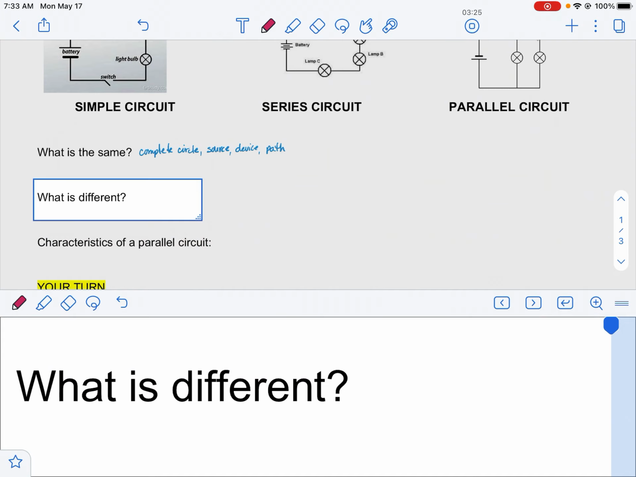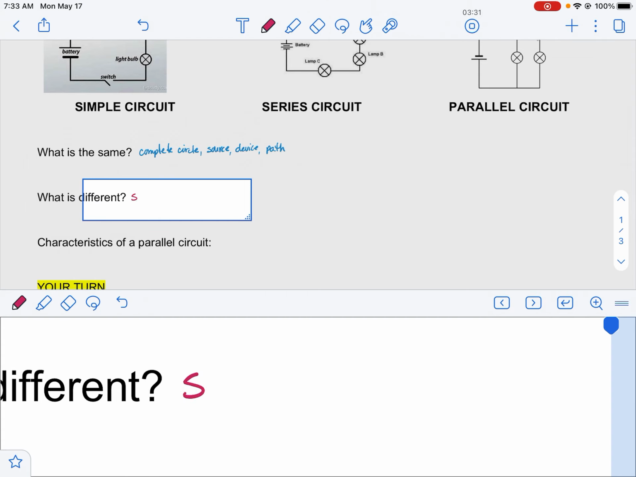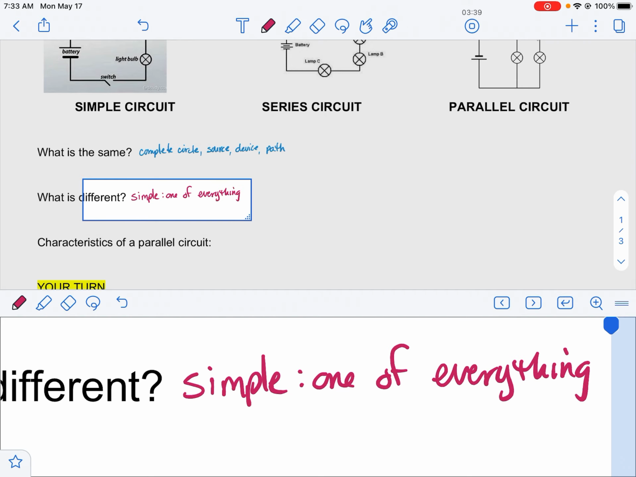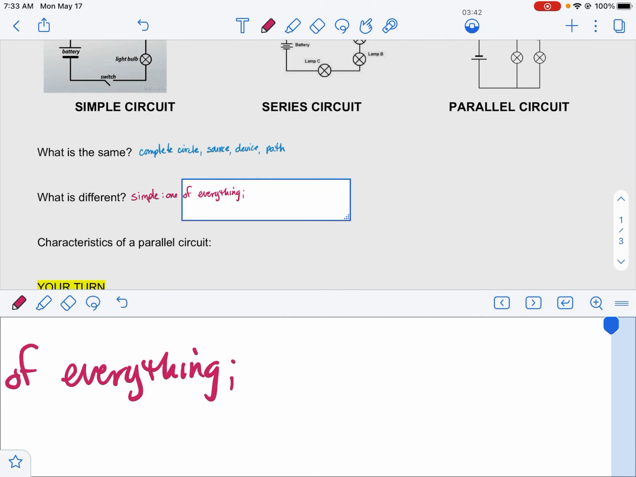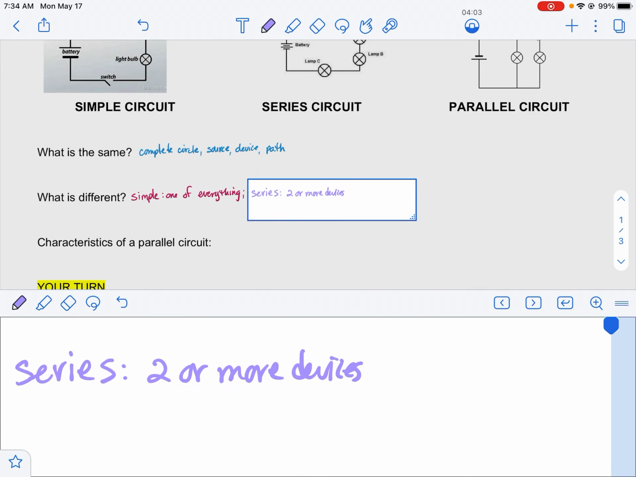Okay, so what's different between these circuits? Well, what do we know? We know that the simple circuit has one of everything. All right. What do we know about a series circuit? A series circuit has two or more devices. That's the biggest difference.